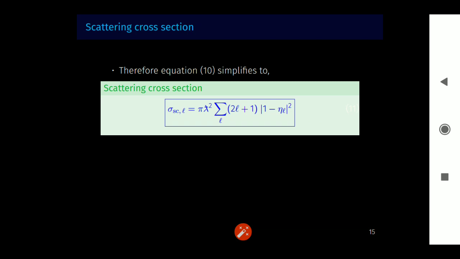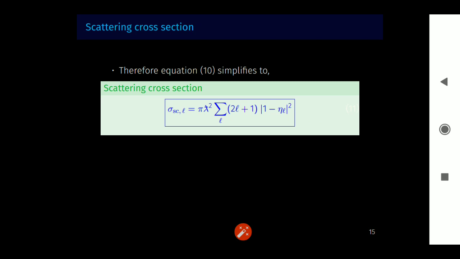Sigma scattered will be equal to pi lambda bar square times a summation of 2L plus 1 times modulus square of 1 minus eta L. This is the total scattering cross section for all partial waves. So for one particular value of L, you get one partial scattering cross section.